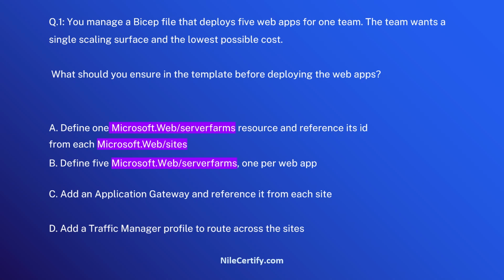Option C, create an application gateway and reference it from each site. Application Gateway is a layer 7 load balancer, and it helps with SSL offload, routing, and web security, but it does not unify App Service scaling or cost. So it's actually an extra bill and it's not relevant to our requirements here.